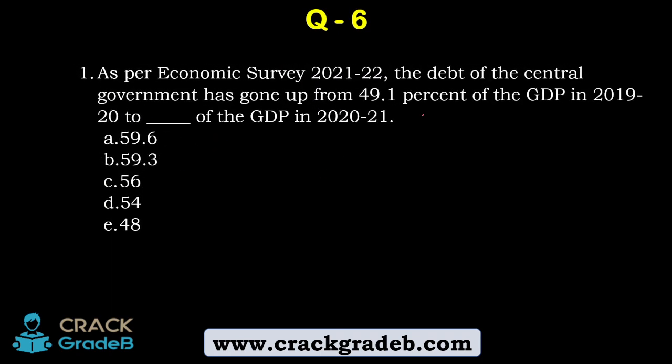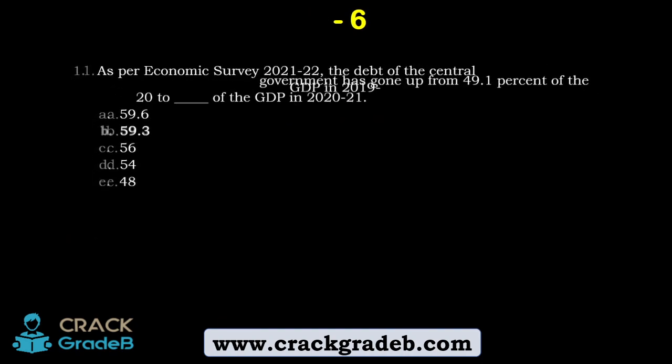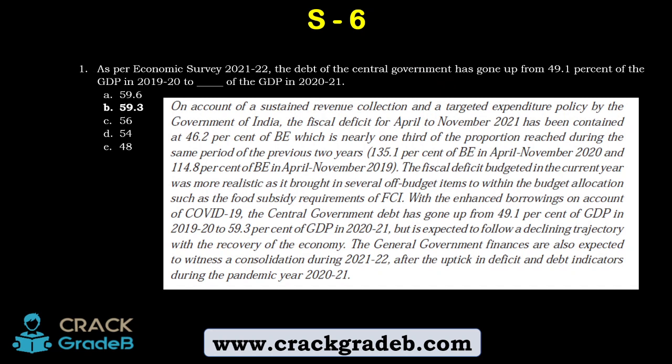As per Economic Survey, the debt of the central government has gone up from 49.1% of the GDP in 2019-20 to dash of the GDP in 2020-21. Right? So obviously, one of the options is above 49.1%, and all the options are above. So you have to know this, else you cannot guess.